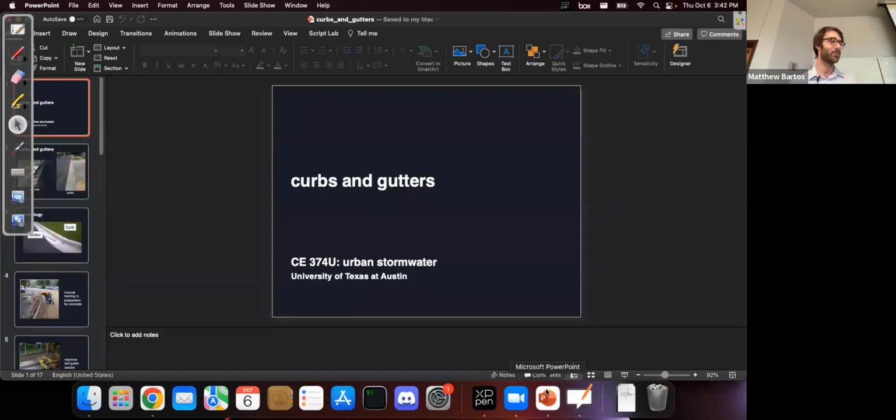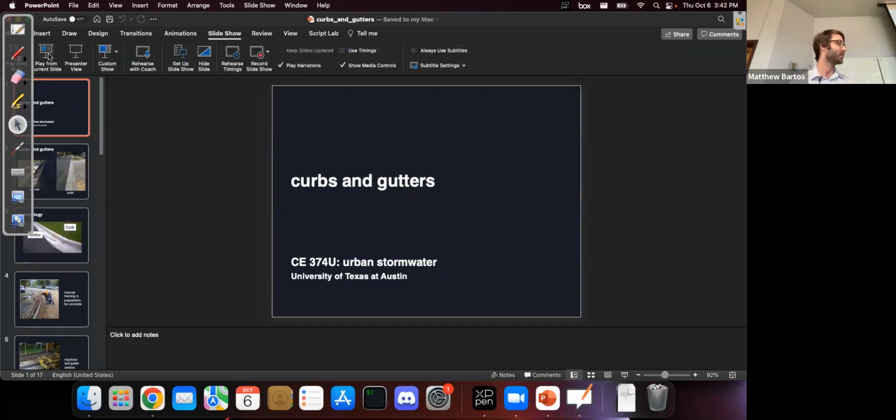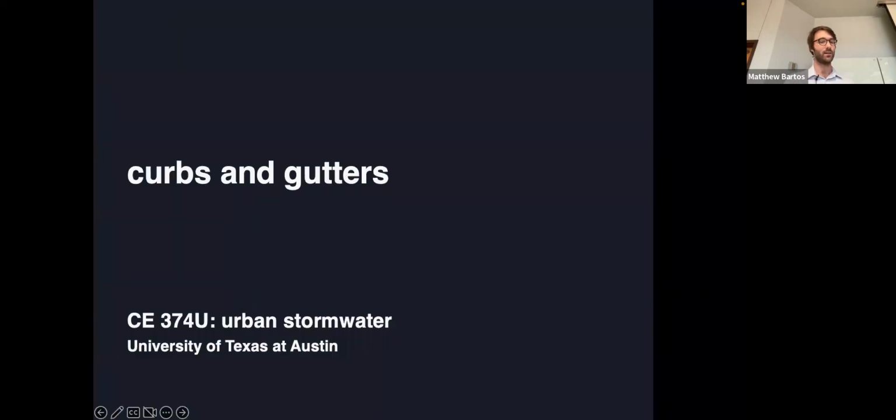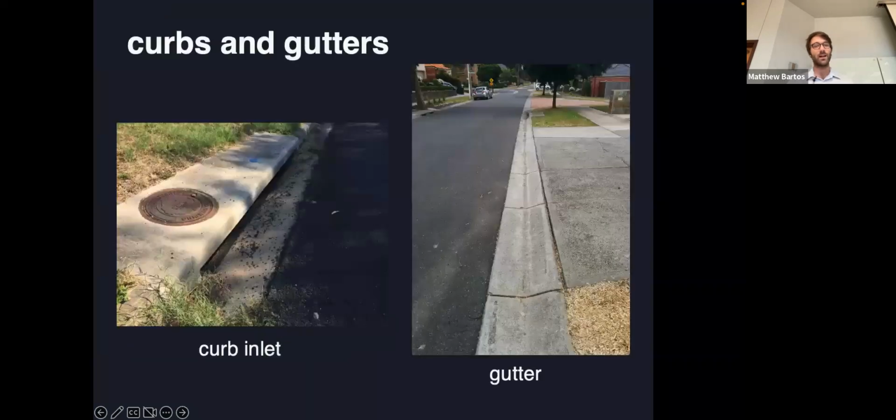Okay, so first, before I get started in earnest, I'm just going to show you a couple pictures and get you familiar with curbs and gutters. First, I just want to introduce a little terminology to be clear here. We're interested in designing both curbs, curb inlets in particular, and gutters. The curb inlet refers to the opening in the curb into which water flows and which connects to the stormwater pipe system underground.